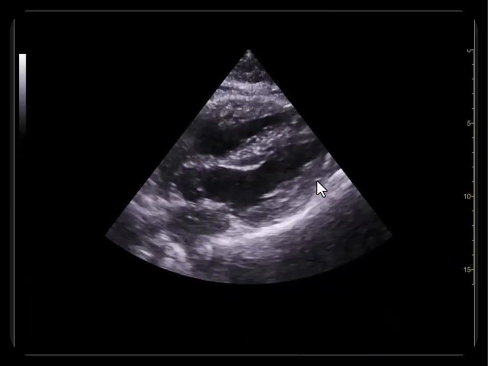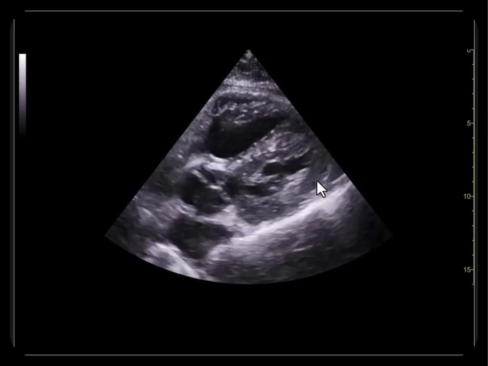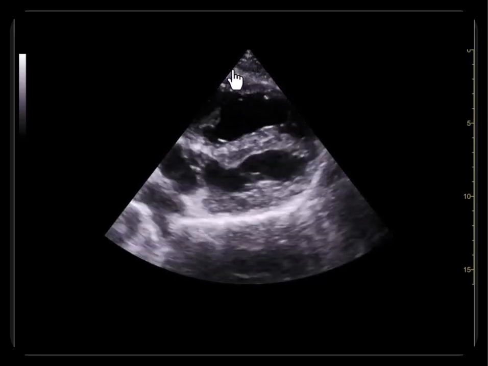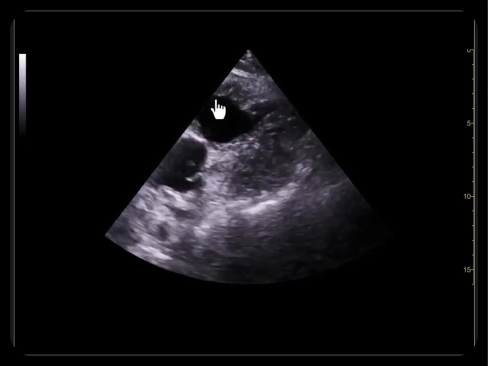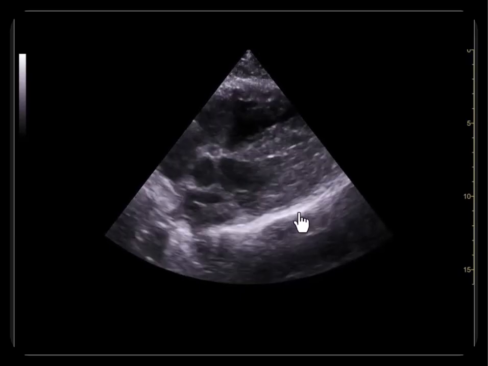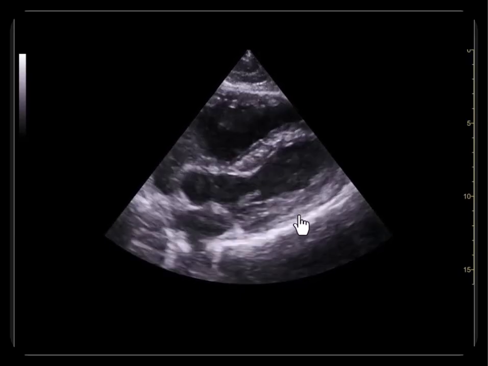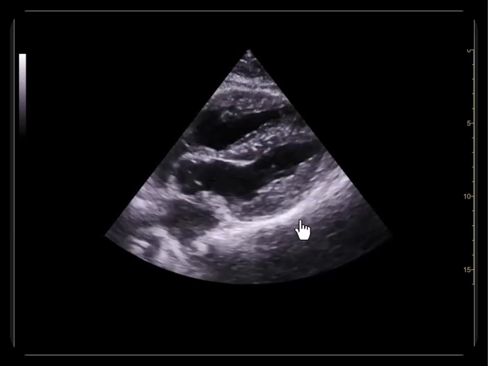Can you spot where you would measure the RV free wall in this patient? We've got a little bit of the liver in view. Here's the RV free wall, and you would want to measure this RV free wall in end diastole when the volume of the RV is at its widest.